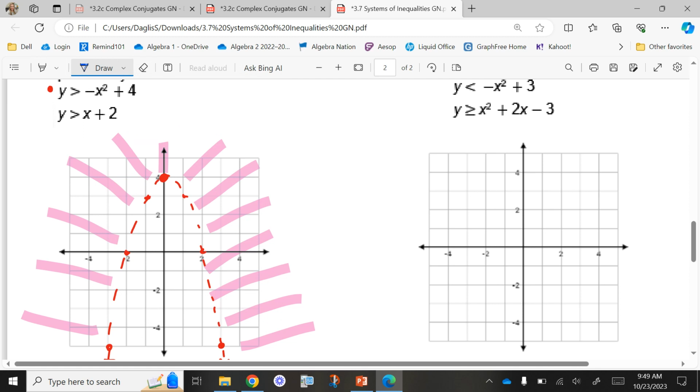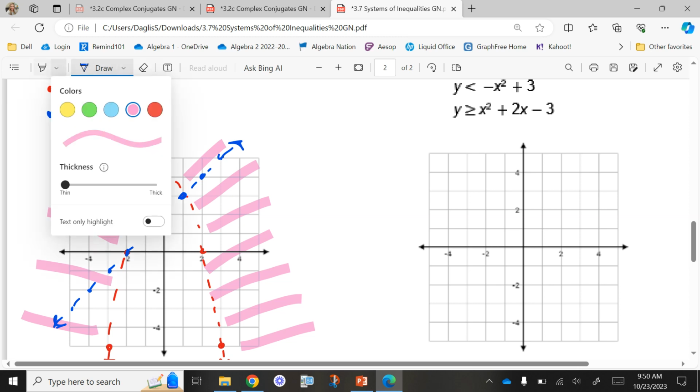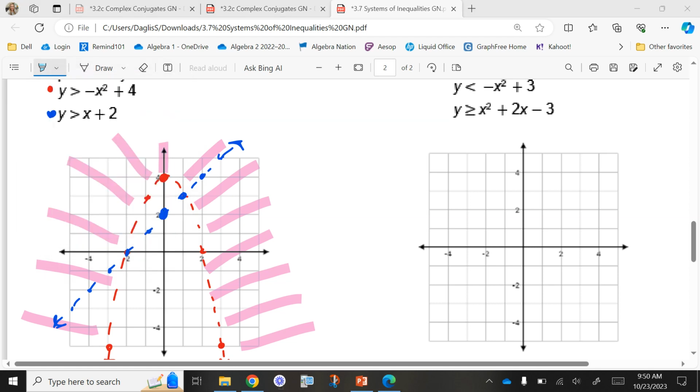Our next function is what type of function? Linear, so it's going to be a line. So where do we start my line? Positive 2. From here, how am I going to move? Up and over. How am I going to connect these points? Dotted or dashed line. Good. And according to our symbol, are we going to shade above or below the y-intercept? Above. We're greater than, so we're going to go up. Like this.